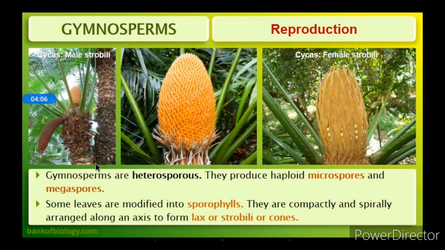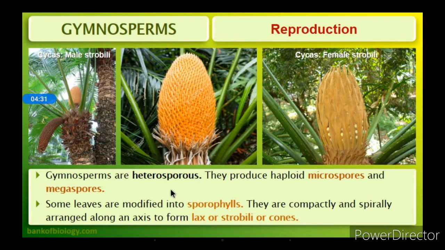The gymnosperms are heterosporous. We already discussed what heterosporous and homosporous mean, right? Heterosporous means the size varies, so they produce megaspores as well as microspores. The bigger and the smaller types of spores are produced by them. That is why they are heterosporous.